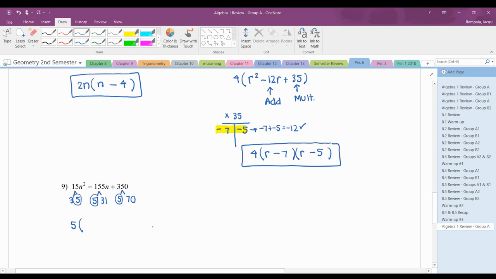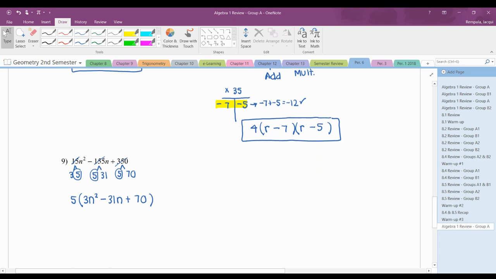And then in parentheses, I have to put the trinomial left over. So remember, you could ignore the 15 because that was 3 times 5. I took out the 5, I'm left with the 3, and I still have the n squared. I'm going to bring down that subtraction sign. I can ignore the 155 because that was 5 times 31. I took out the 5, I'm left with the 31, and there is an n in the middle. I'm going to bring down that addition sign. I can ignore the 350 because that's 5 times 70. I took out the 5 for the GCF, which means I'm left with the 70.